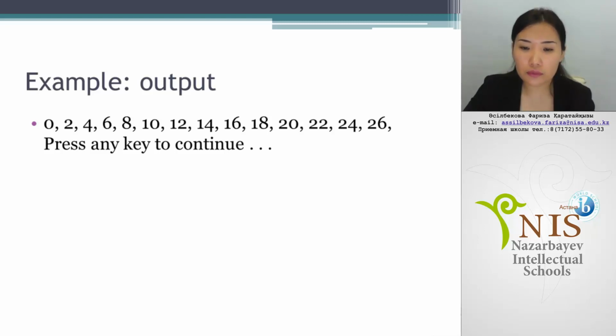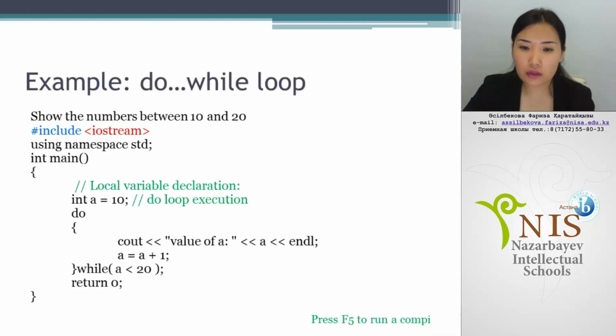If your code is working, let's try to write code with a do while loop. Foresee the difference between the for loop and the do while loop in the process. The task is to show the numbers between 10 and 20. Let's create a new CPP file and write this code.